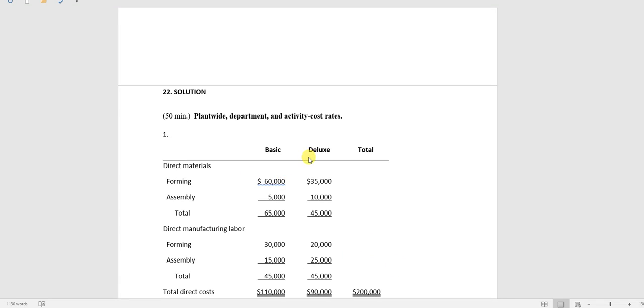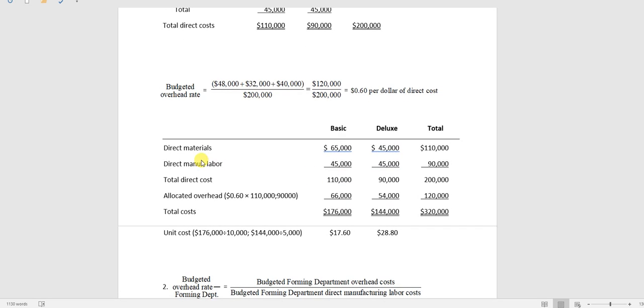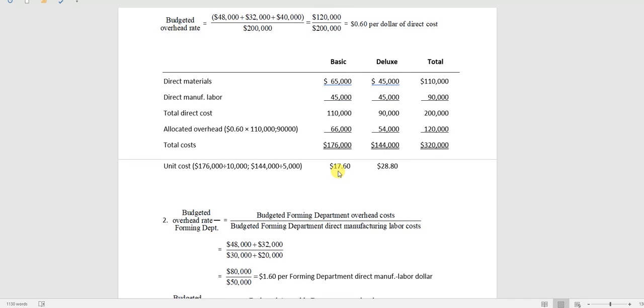All right, so if you would go ahead and, let me pause it. This is the solution on your handout. You can see there they get the 60 cents. They have the direct materials, the direct labor. They simply added the two departments together, and then they allocated and got 66 and 54. And they also got the 1760 and the 2880. So you can look at theirs, or you can play with it on your own. Again, it's not that difficult. So I'm going to go back to the other one.